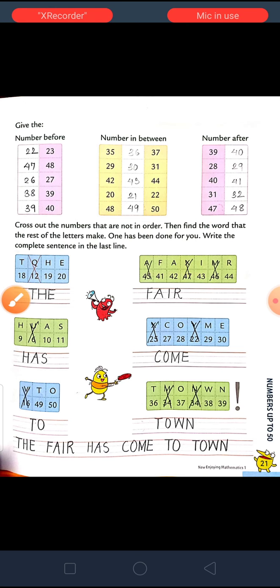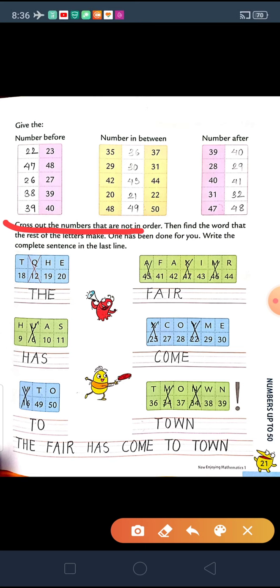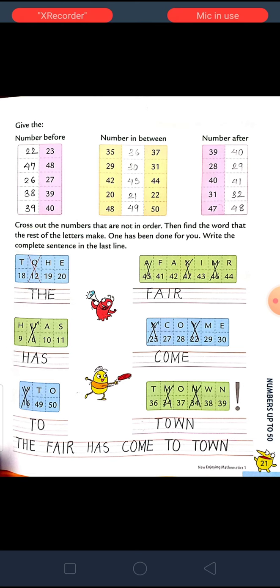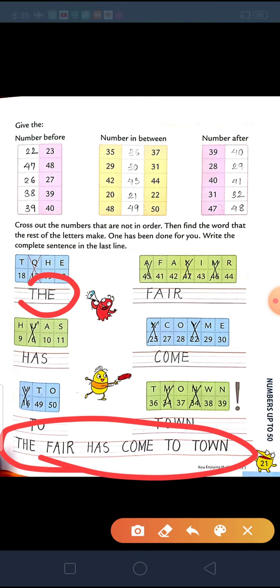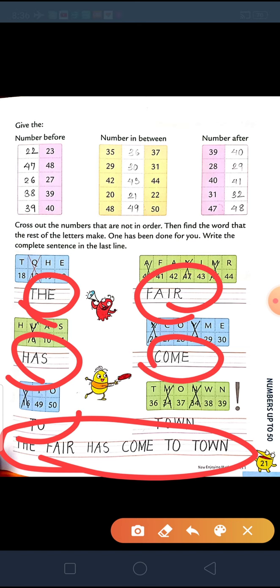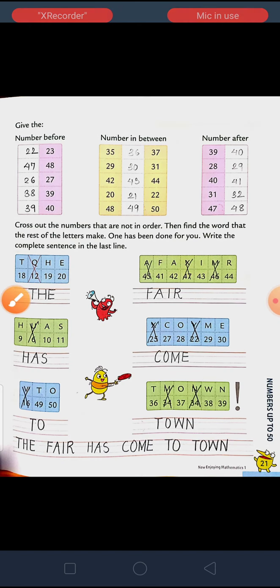Now next heading is cross out the numbers that are not in order. Now order means we have to see the numbers here first, and we have to make them into order, then find the words that the rest of the letters make, then whatever the remaining letters are, we have to make one word out of that. Now one has been done for you. Write the complete sentence in the last line. Means your one line is given, so whichever words you find out, you have to combine them and write down at the last.